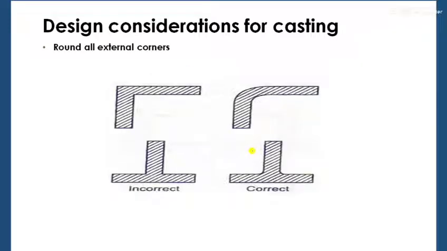Second is to round all the external corners. You can see that this one is the incorrect figure and this one is the correct figure. Here we have rounded the corner. This one is incorrect, this one is correct. Why do we have to round all the external corners? Because it increases the endurance limit of the components, right?